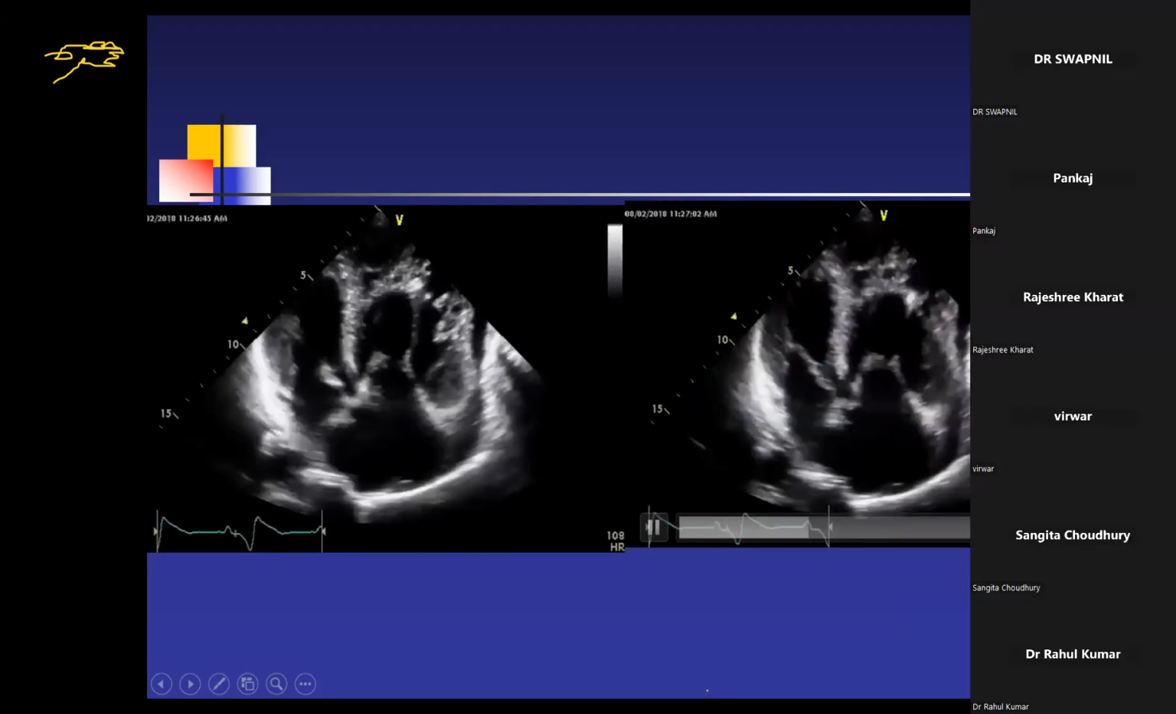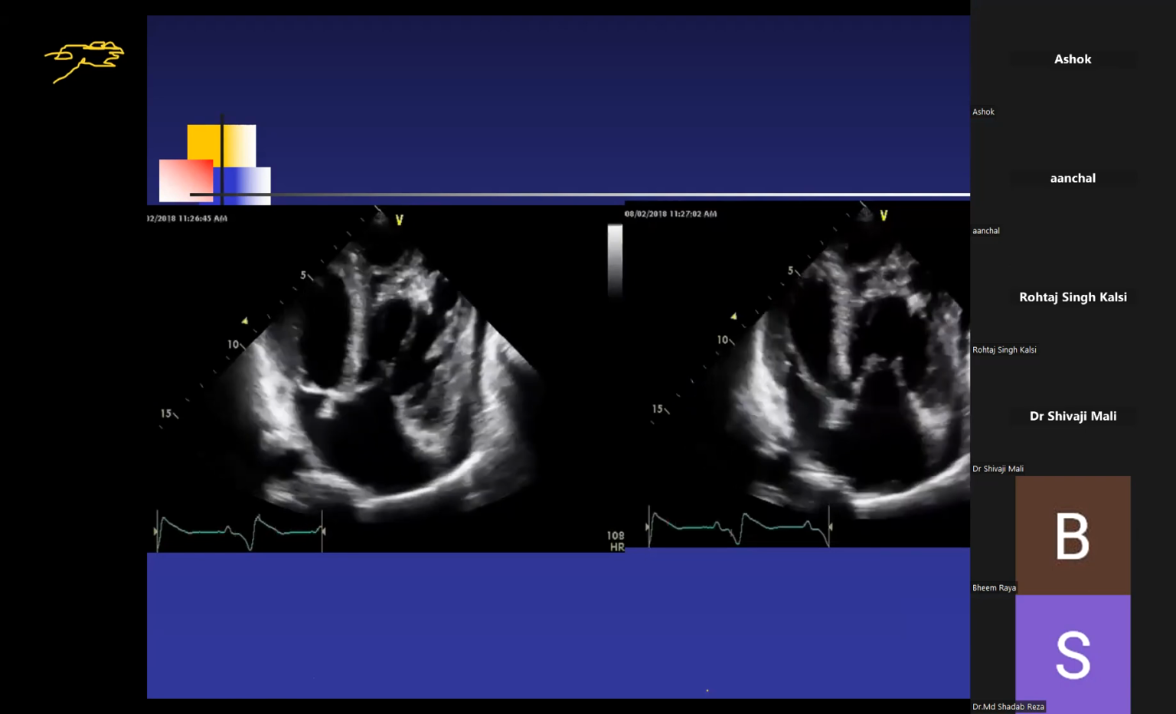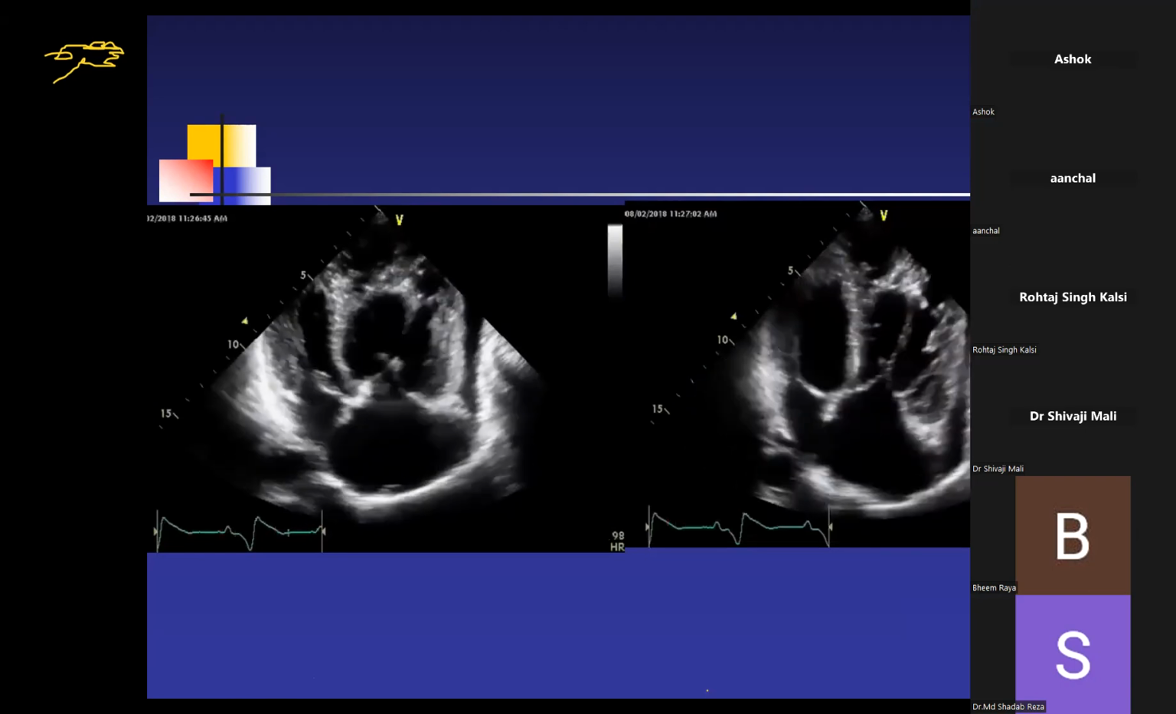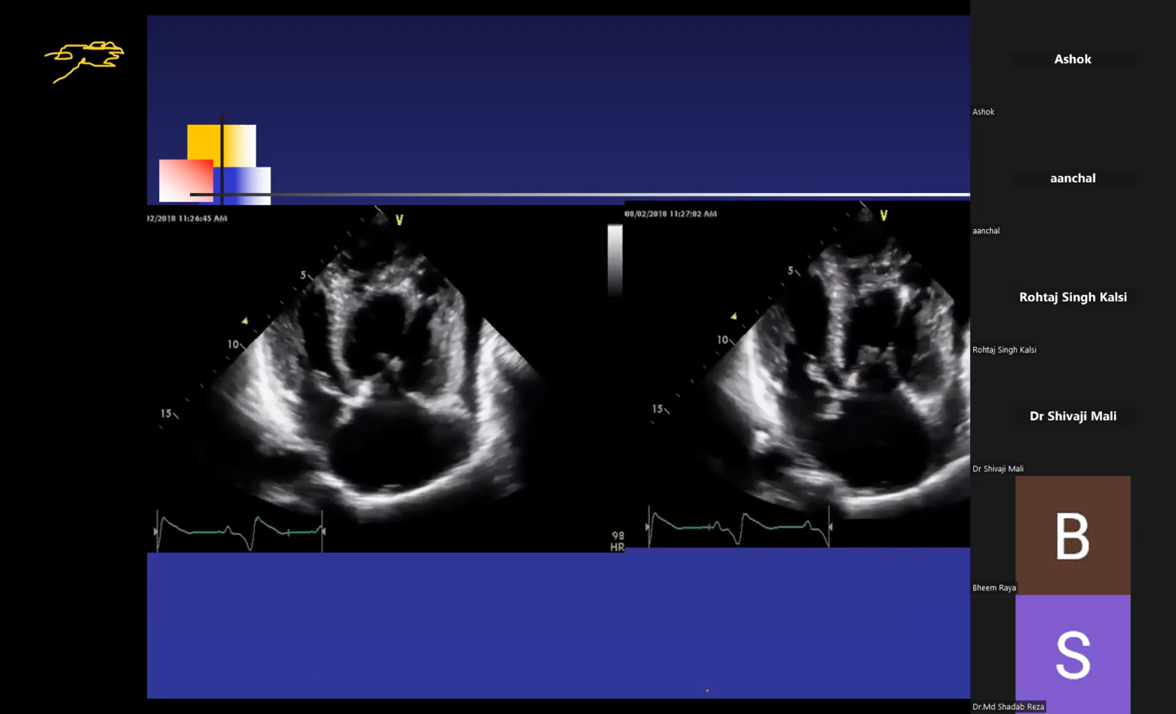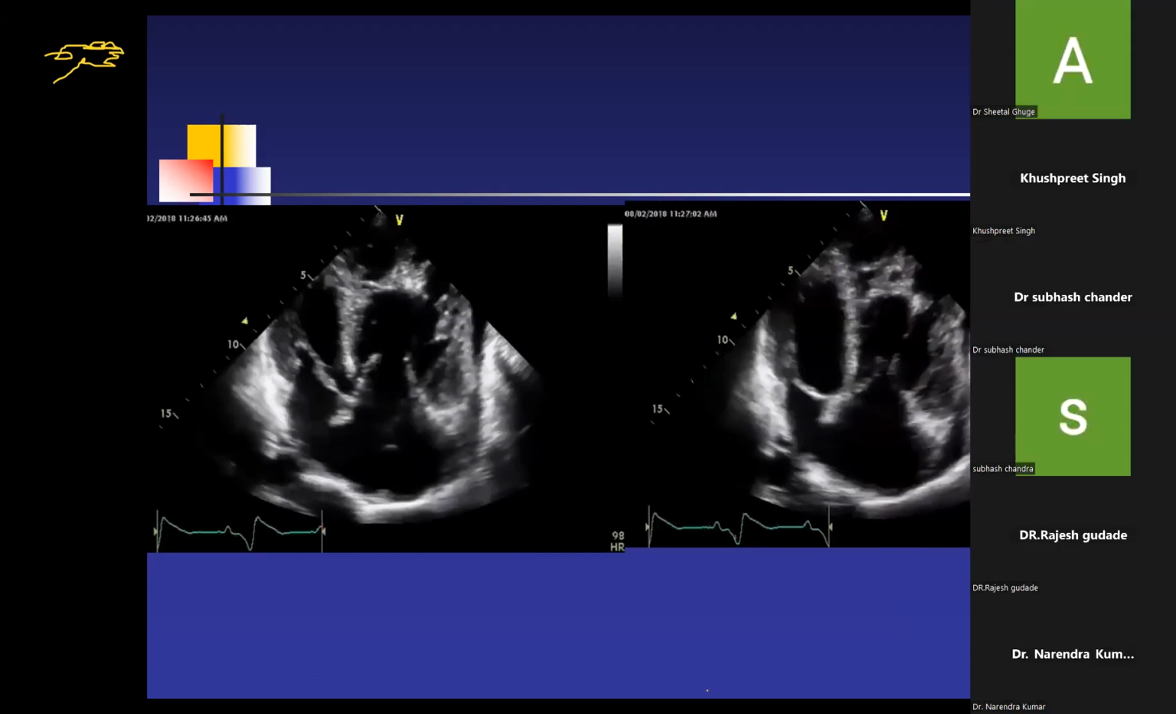So we'll show you certain images more as and when they come. So these are some of the common cases, where contrast is very helpful to delineate where the shunt is.